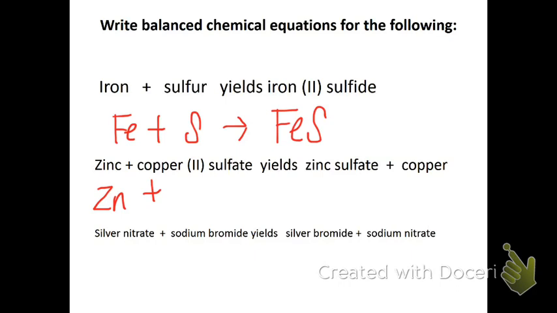Plus copper 2 sulfate. How would I write that? Close, SO4. Sulfate, 8 is the higher oxygen. And then yields zinc sulfate. How do I write that? ZnSO4. Mm-hmm.